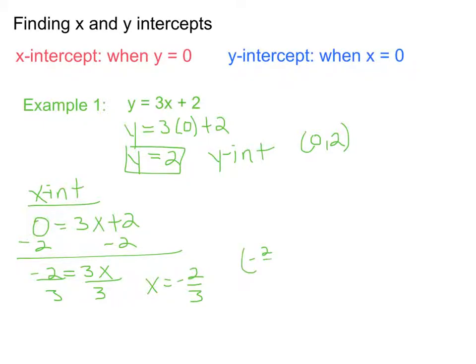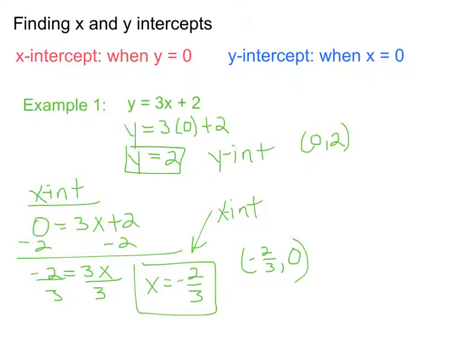And it's obviously 0 for the y-axis, otherwise it wouldn't be crossing the y-axis. So that's the actual point. But we say x-intercept is just negative 2/3 because we know that the y value is 0. We don't have to say that every time. And so that's the x and y intercept of this graph.